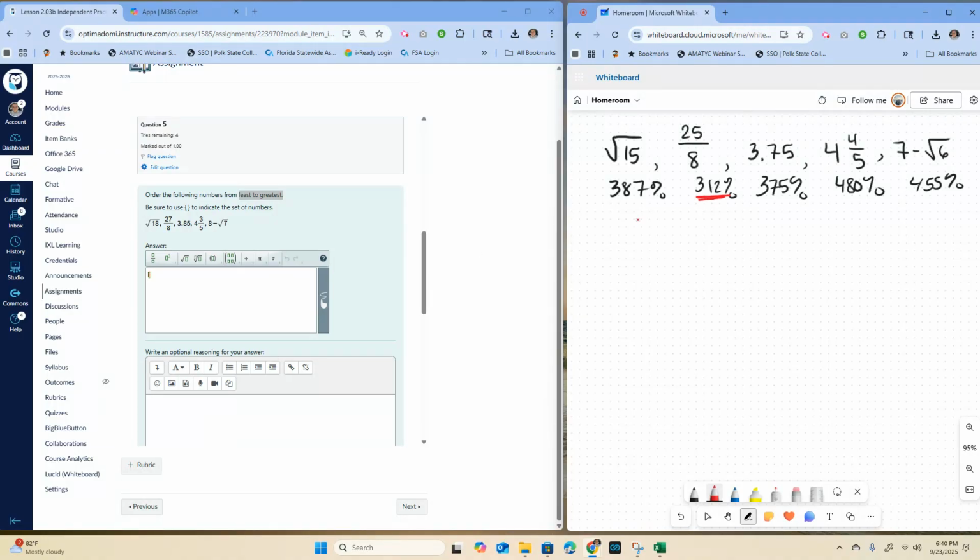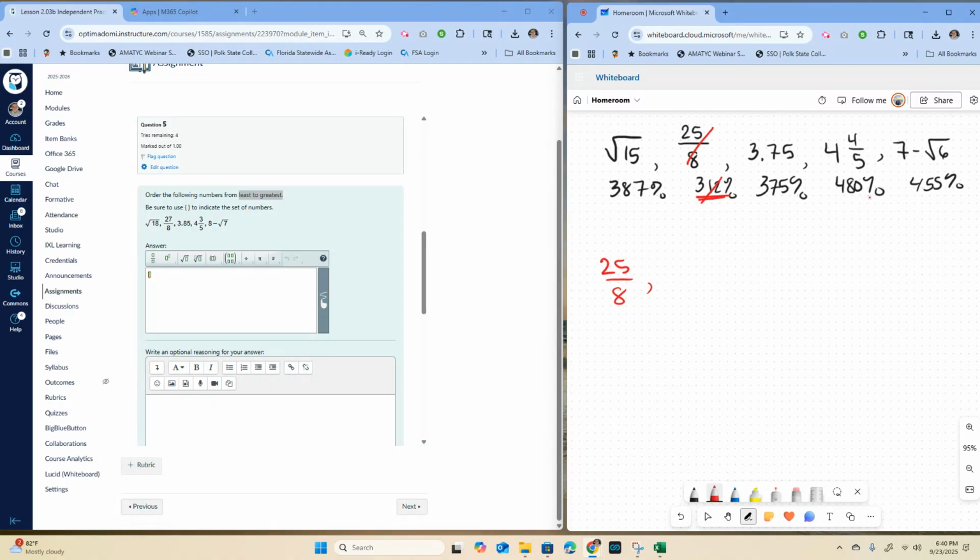But when you write your answer, you're not going to put the percentages. You're going to write the original numbers. 312% came from the fraction 25/8. So that will be my first number, the smallest number from the list. I'm going to cross this out so I don't use them again.